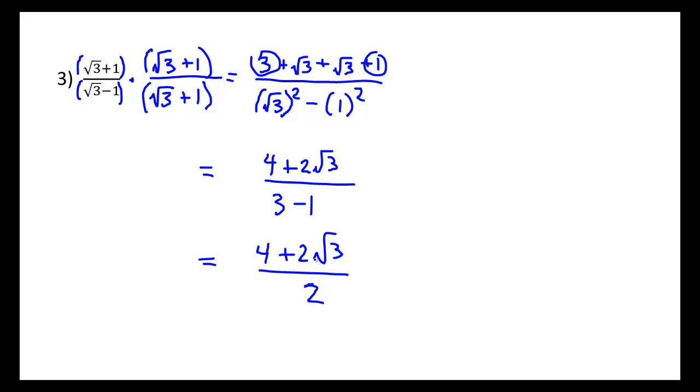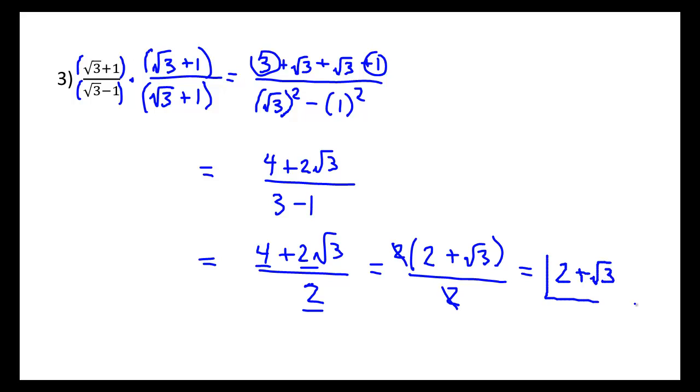Now, sometimes at this phase there's even more simplifying to do. Do you notice that there's a common factor between all of these integer parts? If we factor a 2 out of the numerator, ending up with 2 plus the square root of 3, now these 2's can cancel, and so our final simplified answer would be 2 plus the square root of 3.